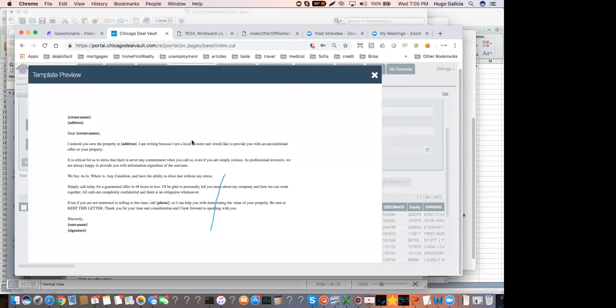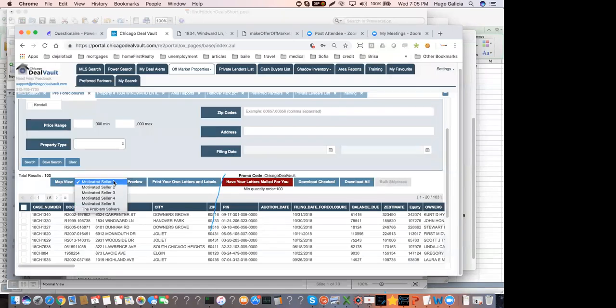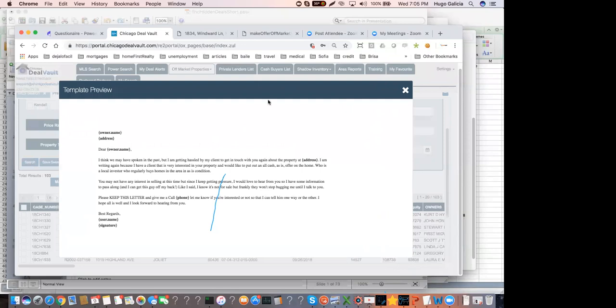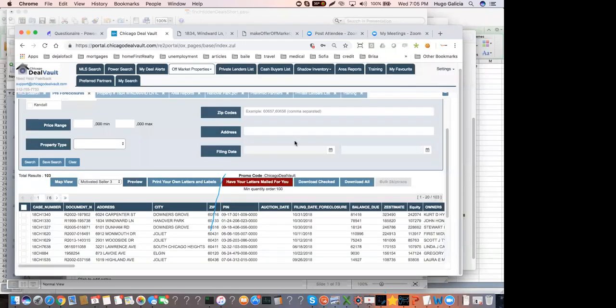So make sure that you go over these templates that we have, because you can use these as your script when you talk to the owners. Okay, so this is going to give you the script that you can use when you door knock or when you talk to them on the phone.